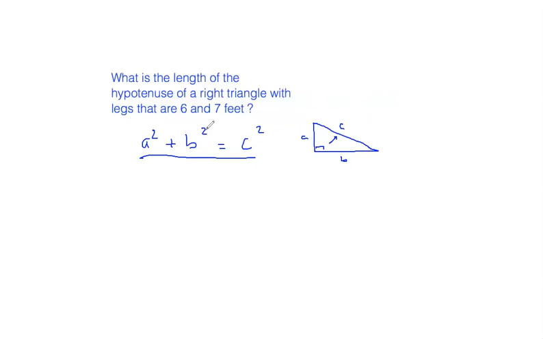So 6 and 7 feet, we're going to have 6 squared plus 7 squared equals c squared. So we'll have 36 plus 49 equals c squared. So c squared equals 85. Therefore, c equals the square root of 85. And you're done.